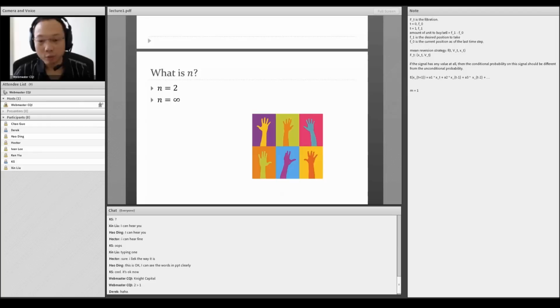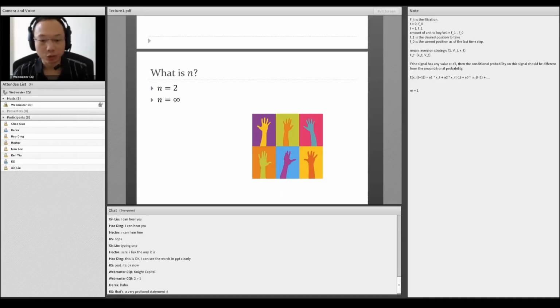The reason is the following: we want to react to the market as quickly as possible. By using less information, by using a smaller number of days, we actually react to the market faster. So there's a good reason why we want to choose n equal to 2, because we can react to the market faster. On the other hand, why do we want to use n equal to infinity?